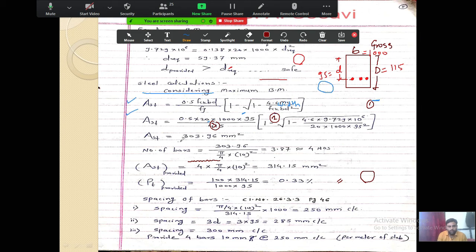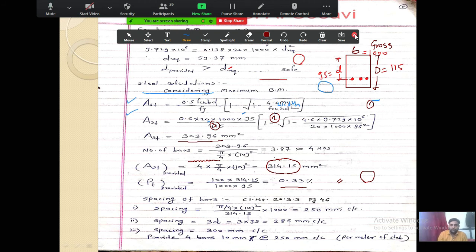So if you see, this is our required value, 303.96. And what we have provided? We have provided 314.15. And what is our percentage of steel? This is the value for percentage of steel, 0.33. So 0.33 is the provided value, and this is the required value.